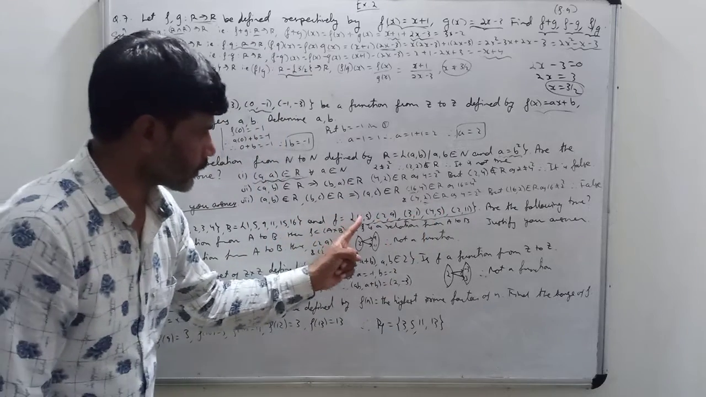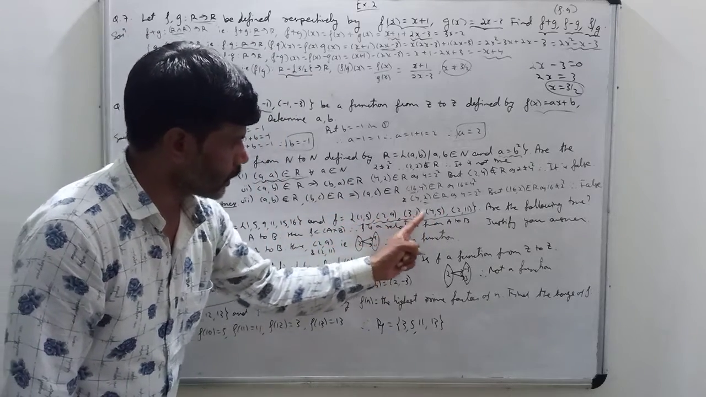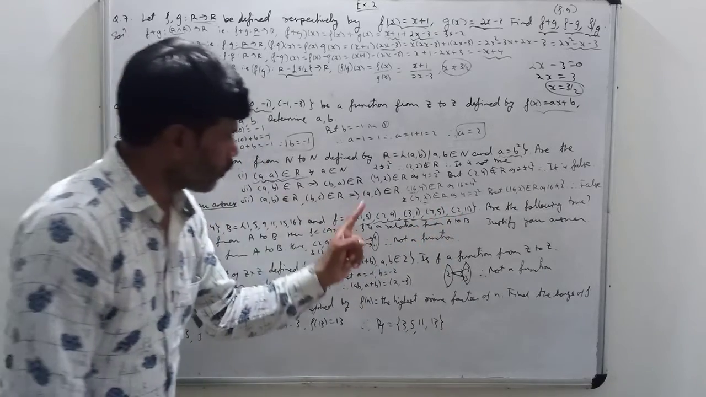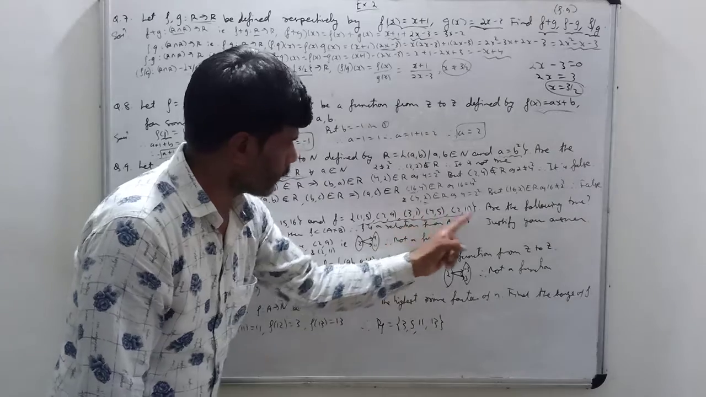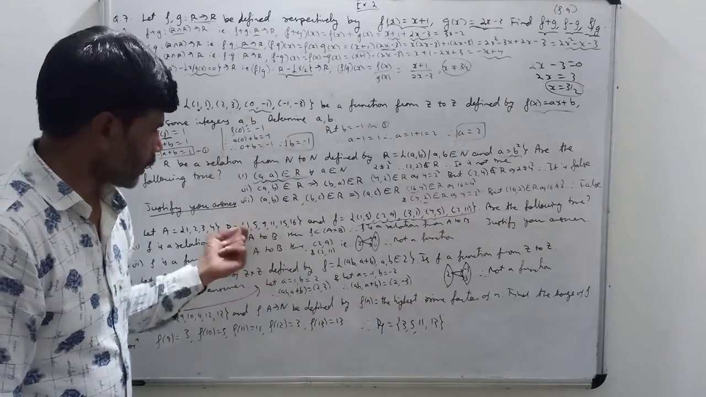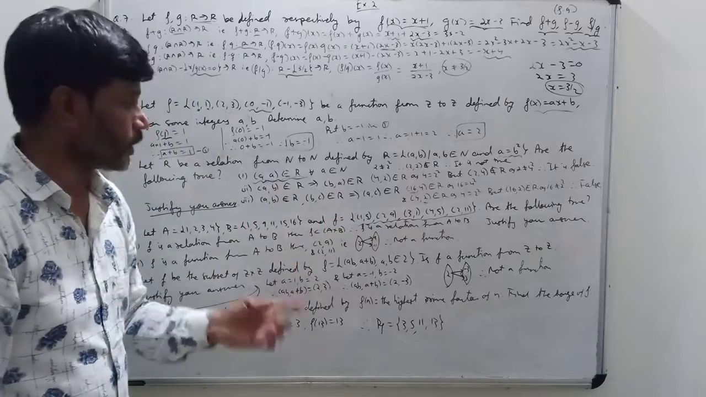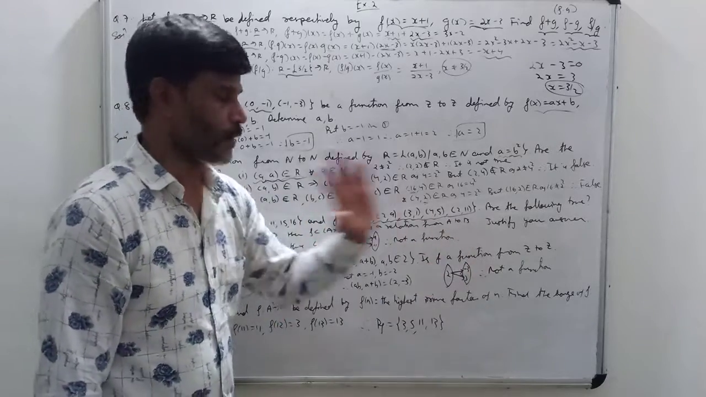Yes, I am saying it is a subset. Why? First elements 1, 2, 3, 4, again 2. Yes, they are the elements of A. Second components 5, 9, 1, 5, 11. Yes, 1, 5, 9, 11, they are the elements of B. So therefore this F is a subset of A cross B and hence it is a relation from A to B.